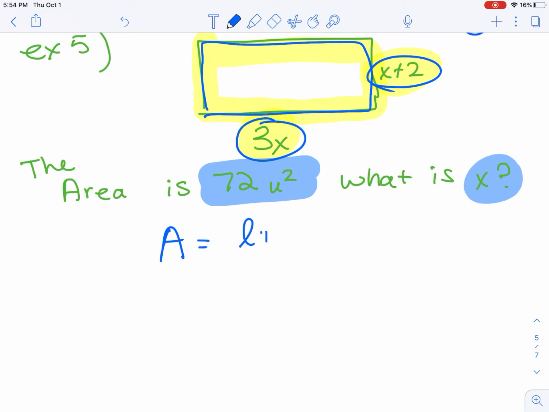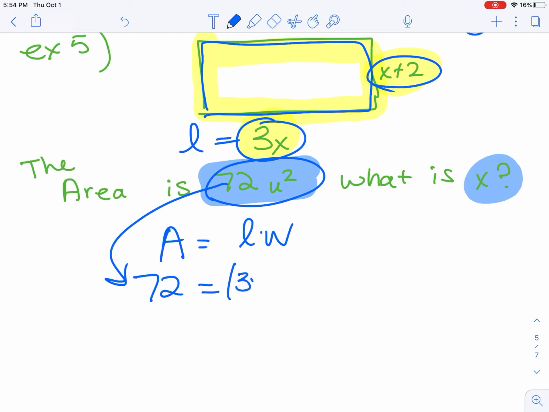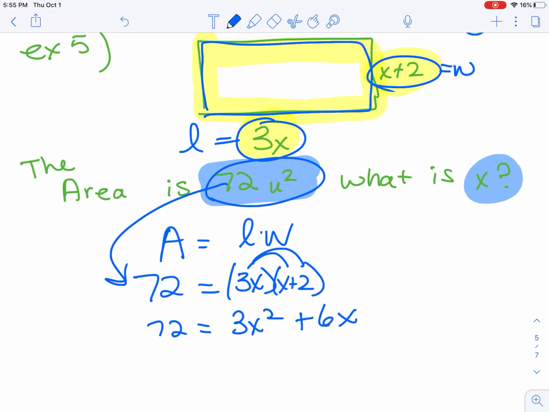So we know the area equals length times width. Remember that from way back when? So 72, the area, equals the length, which is 3x, times the width, which is x plus 2. So we're going to use completing the square actually to solve for x. So we're going to distribute here, and we've got 72 equals really 3x squared plus 6x.